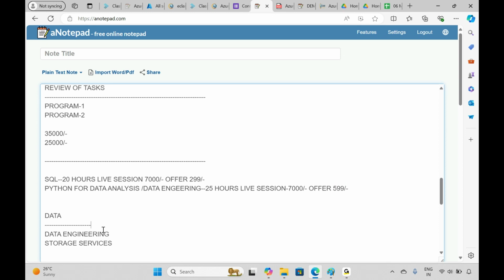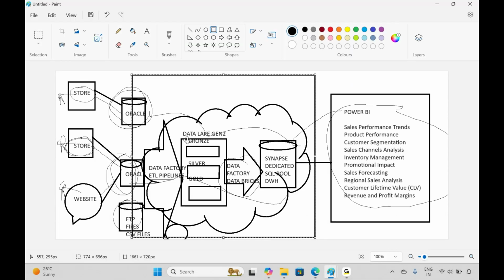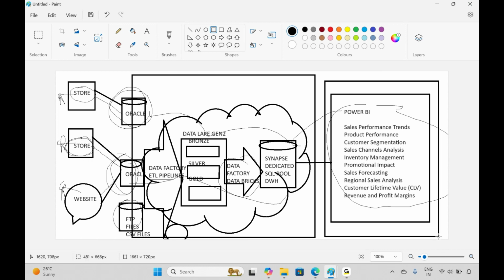Okay, so the data engineering role is processing the business data generated in your source and storing it into the cloud environment. And what will a data analyst do? The data analyst role is this one. He is completely designing the reports and dashboards. A data analyst is going to be working on Power BI using this tool. He is going to design the reports like sales performance trend, product performance, customer segmentation, sales channel analytics. These are the things he is going to do over here.